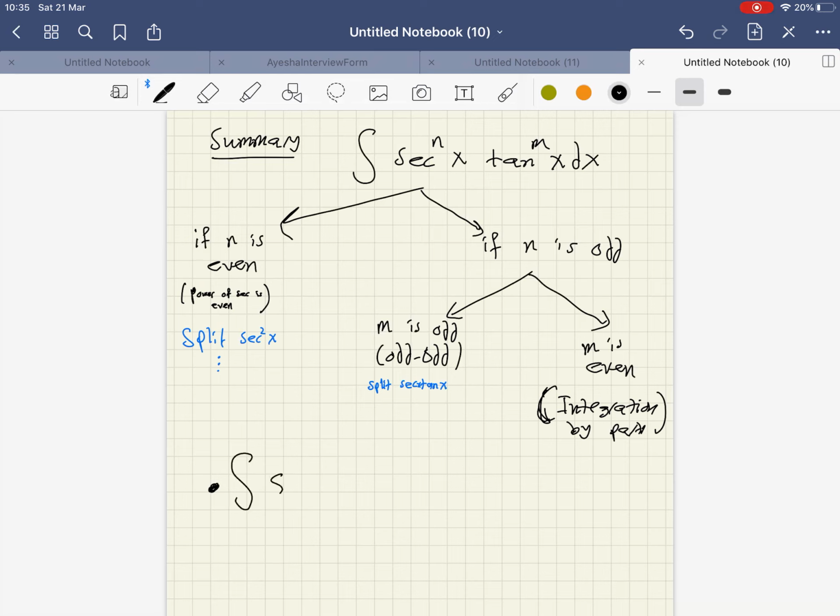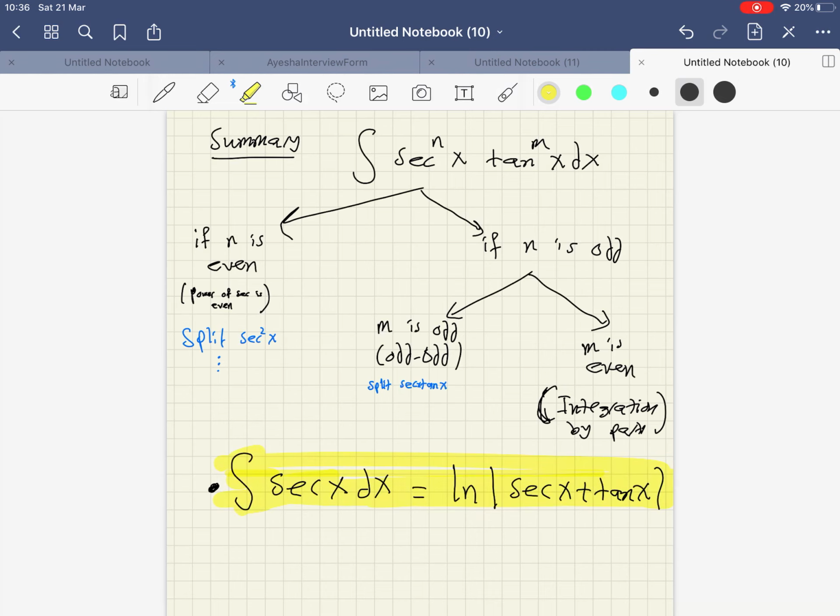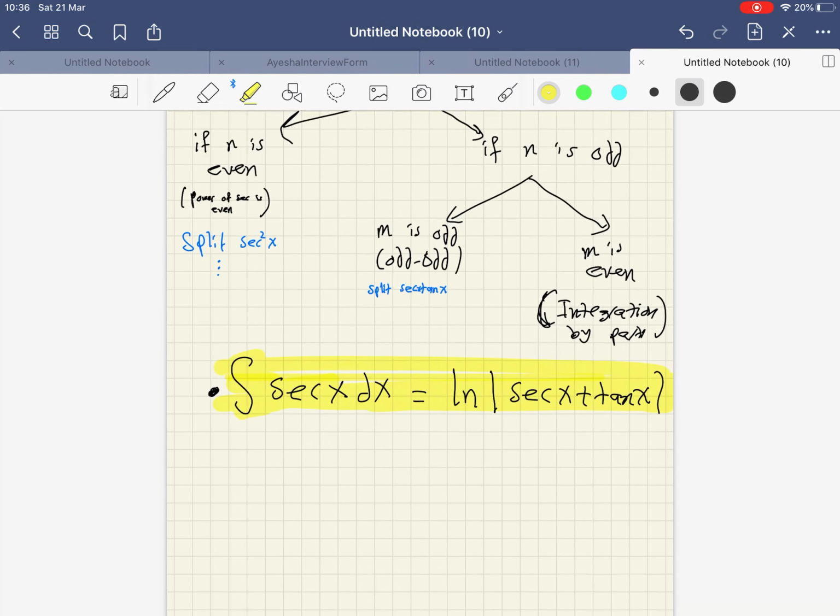The first fact, if we just have secant x, will be crucial for our chapter. You need to memorize it. The integral of secant x is always ln absolute value of secant x plus tan x. That is a crucial one, and we need to memorize this one.